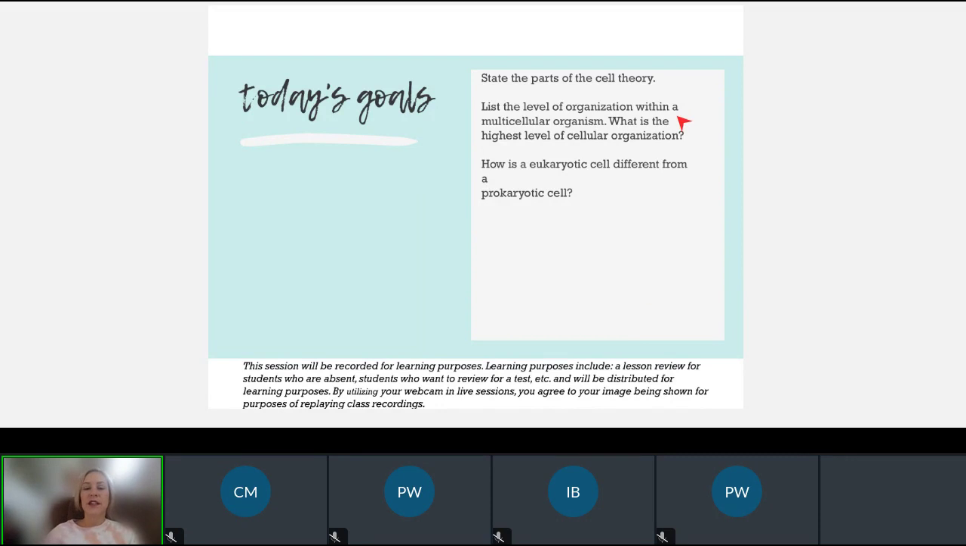Could you list the levels of organization within a multicellular organism and tell me which has the highest level of organization? It's a lot of organization words. Could you talk to me about the levels of organization within an organism? I'm telling you, most of you actually probably could. Yes, Justin.